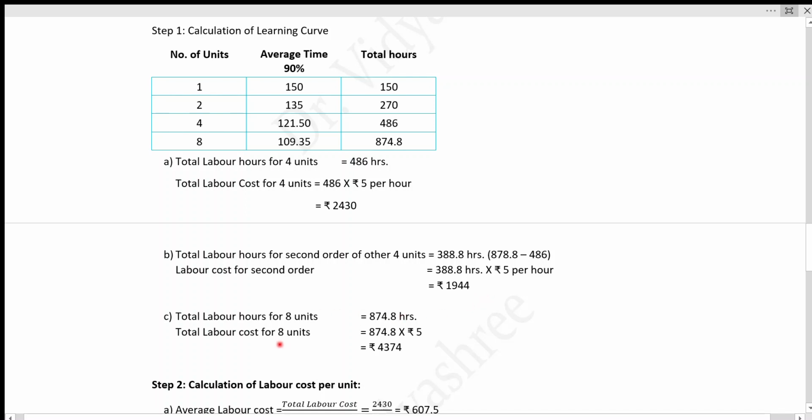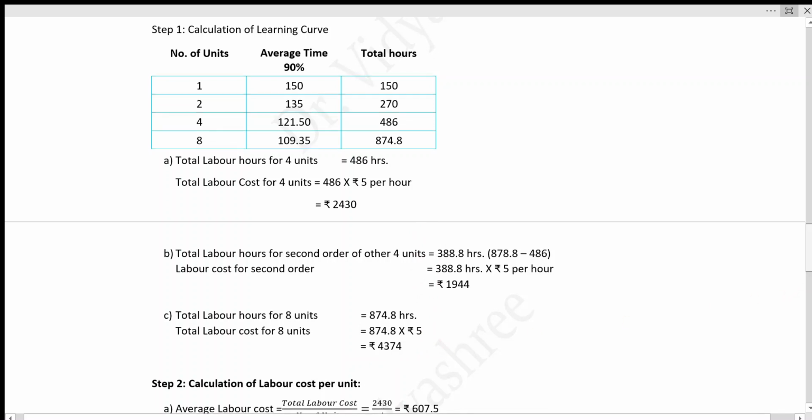The next one is the third aspect which we have to calculate. That is, if the order is placed for 8 units directly, the total labor hours for the total 8 units is, as you can observe in the table which we have prepared, 874.8 hours. So how to calculate the labor cost? Just take the hours and multiply with the rate. So we got this much as the labor cost. So we got to know the answers.